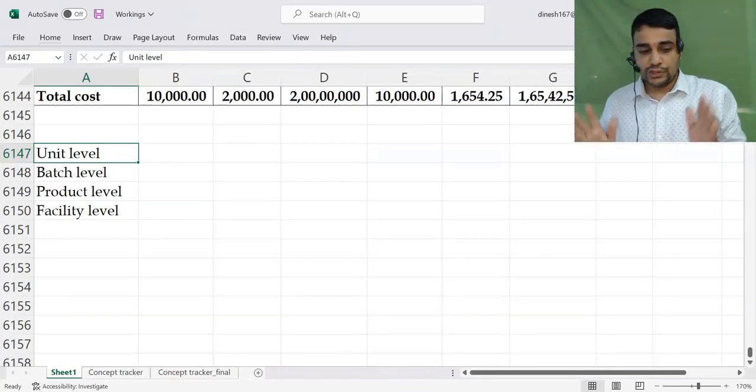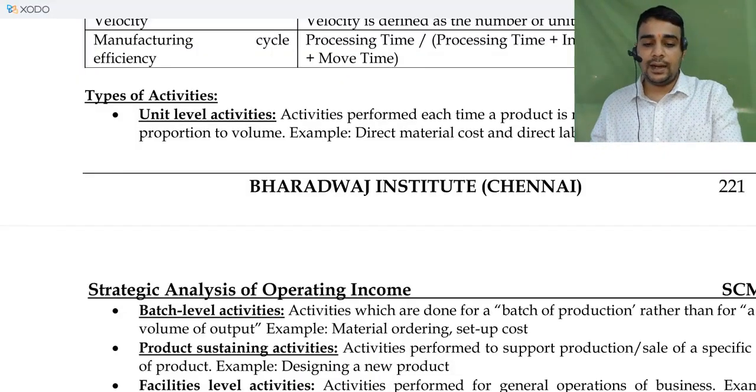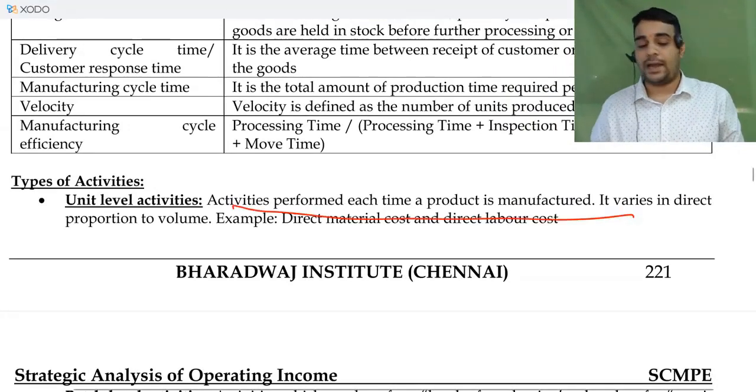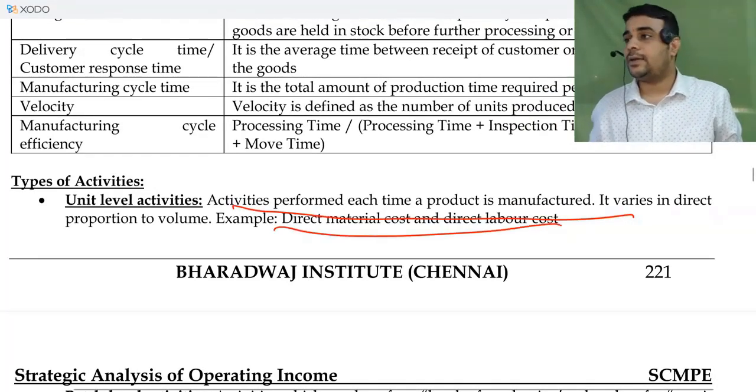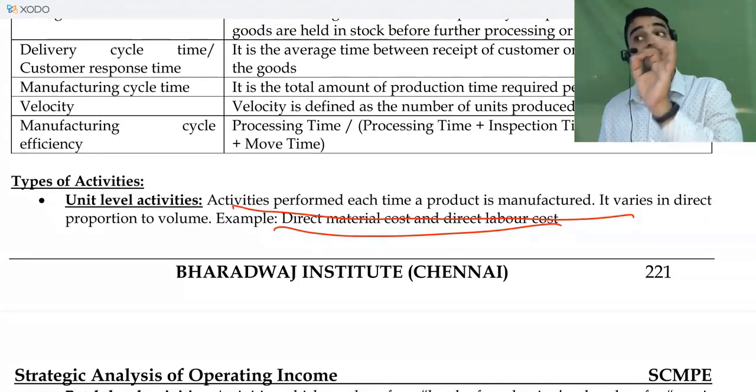So unit level activities are those which are incurred at a per unit level. Activities performed each time a product is manufactured. Example, direct material, direct labor, even inspection can become one if you inspect every unit you produce.